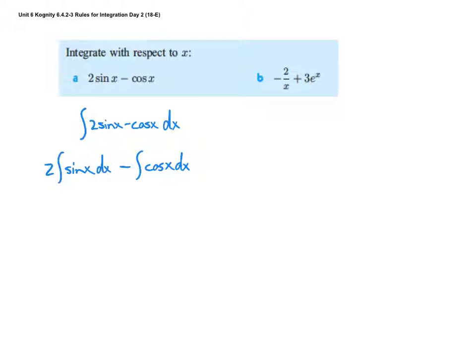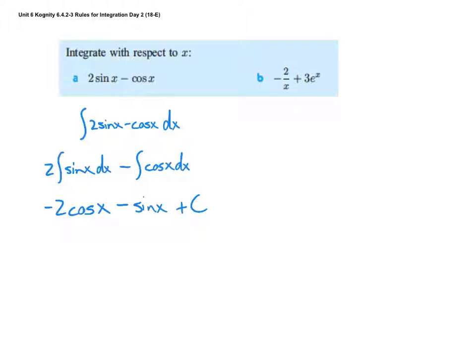Okay? So, what's the integral of sine? Negative cosine. So here we have negative 2 cosine x plus c. Okay? Minus the integral of cosine, which is sine x. And then you only need to put the plus c once at the end.